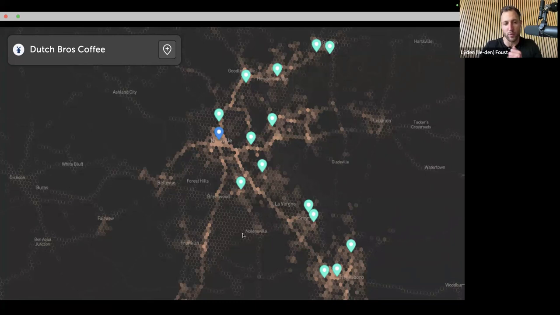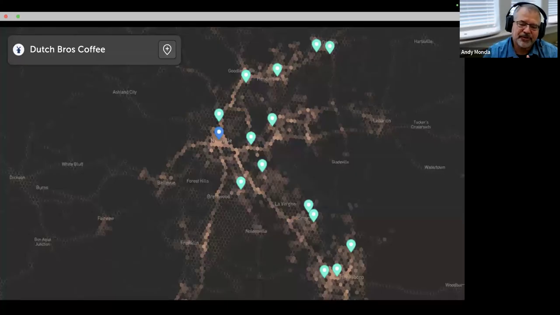Andy, I'm explaining this at a really high level. Would you walk us through what we're looking at here? Yeah, so this is the H3 grid system. It's resolution 8, which is about a third of a mile across.